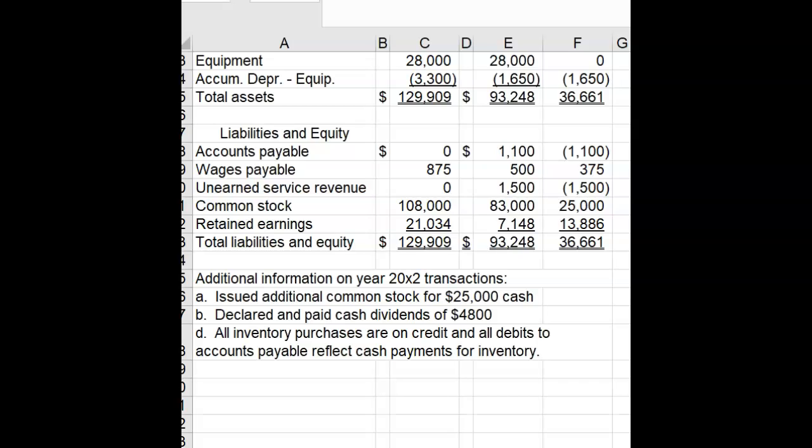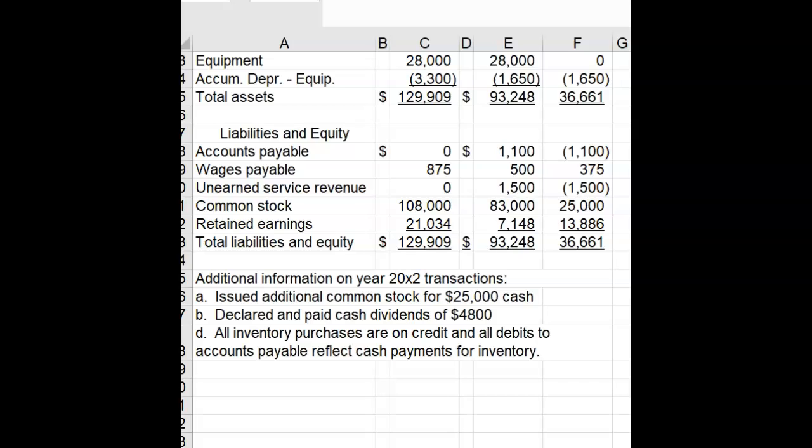What about dividends? Well, I know we have a piece of information down here, and I'll get to that in a moment. But there is a way to calculate the amount of dividends for 20X2. Do you remember the statement of retained earnings? Do you remember that beginning retained earnings plus net income minus dividends equals ending retained earnings?